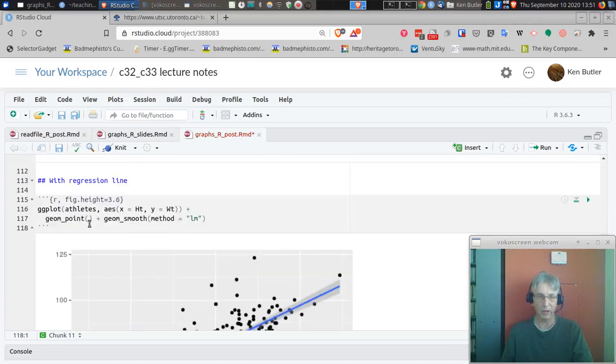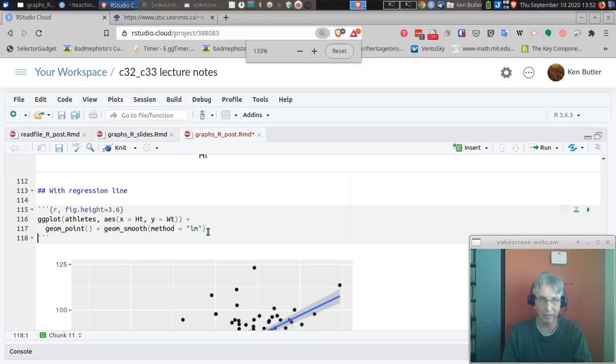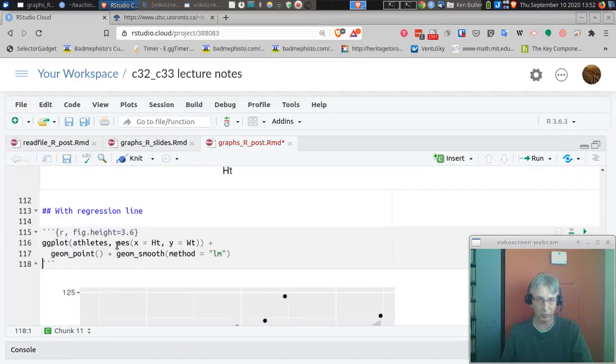So there is another principle here, which is that the plot can consist of several things. In this case, it was the points plus a smooth curve going through them. Now I mentioned this method equals lm thing here, which is too small for you to see, so I'm going to blow it up again. This one, method equals lm.